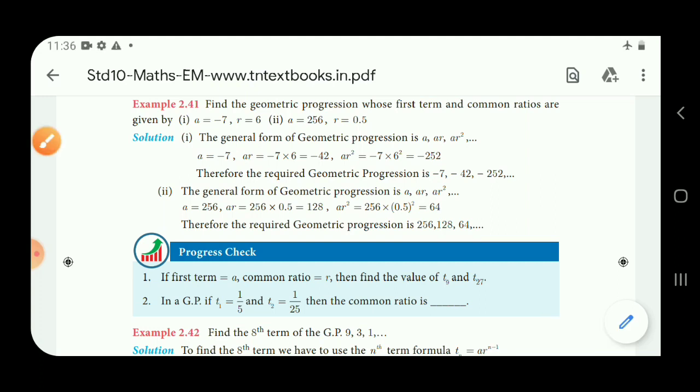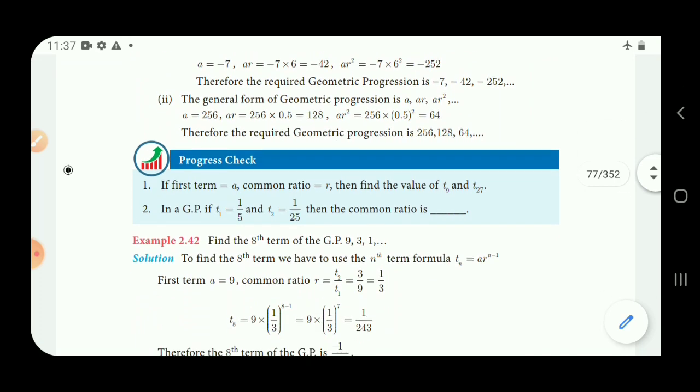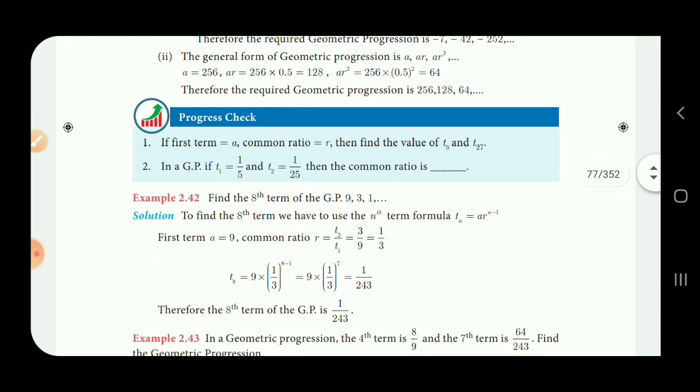Now you can check this progression check, and if any doubt you can ask. Now we can see the next example.